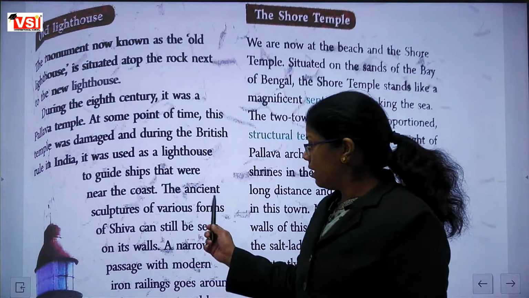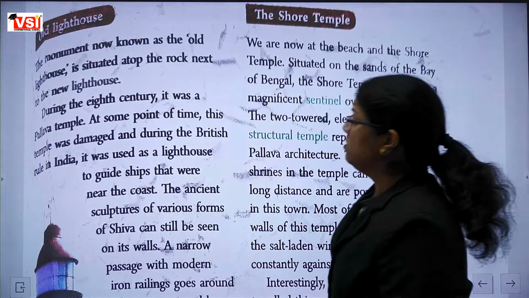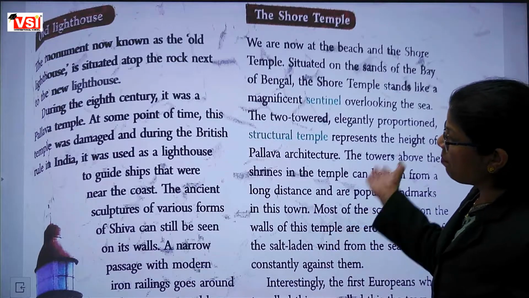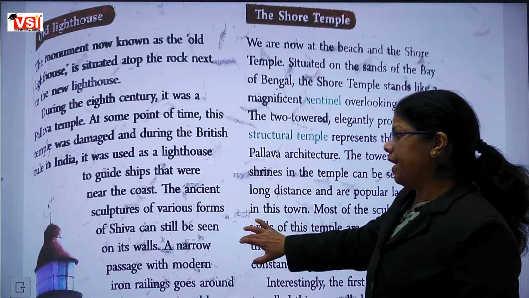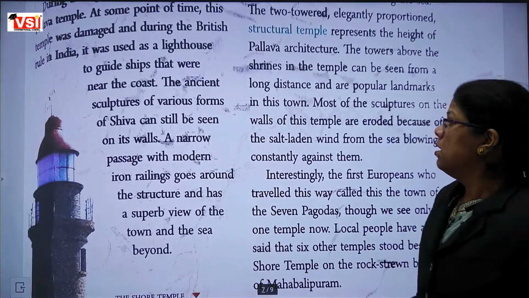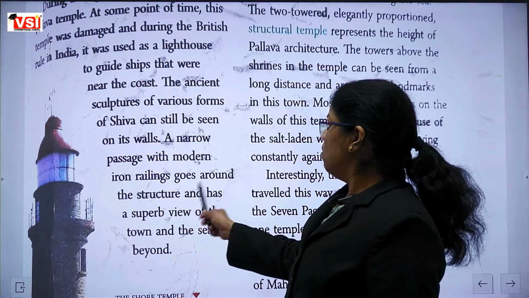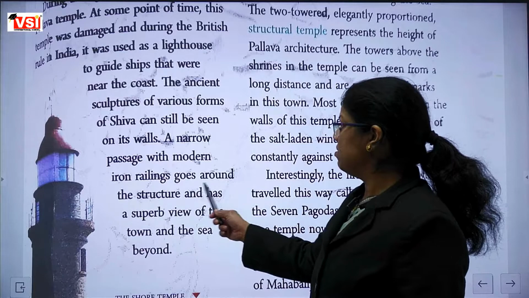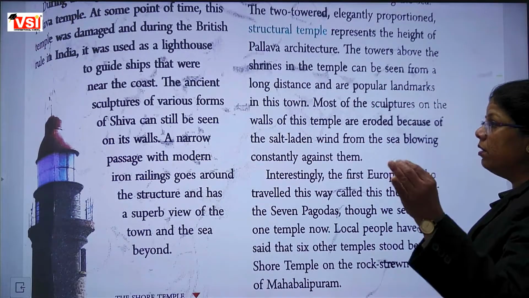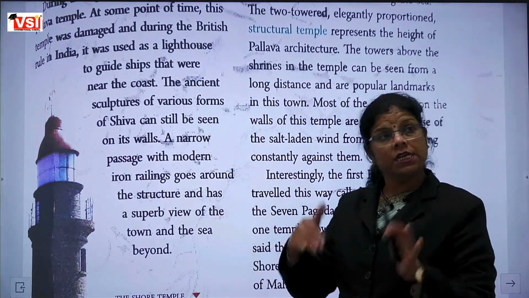The ancient sculpture of various forms of Shiva can still be seen on its walls. Ancient sculptures of God Shiva were made at that time, and these sculptures can be seen today also. A narrow passage with modern iron railing goes around the structure and has a superb view of the town and the sea beyond. Shiva sculptures are present here till today.